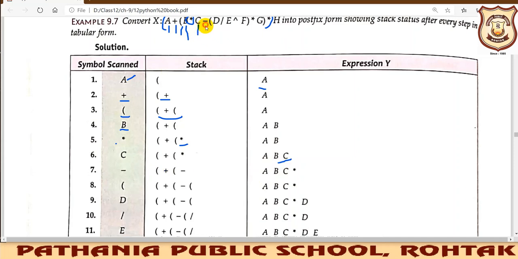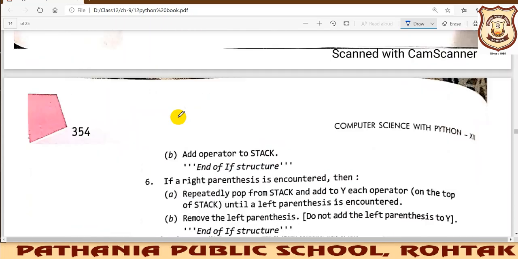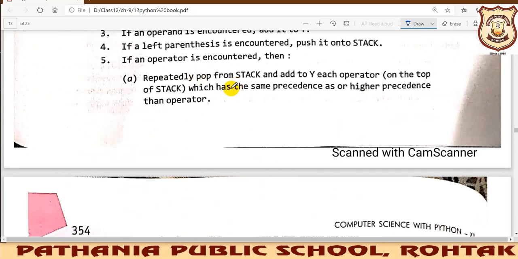Next is your minus symbol, that is your operator. When you start writing it here, you see we have shifted this multiplication operator to the expression. Why so? For that there is something written in your algorithm.